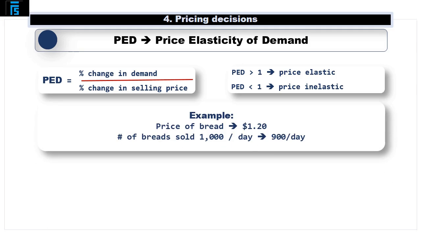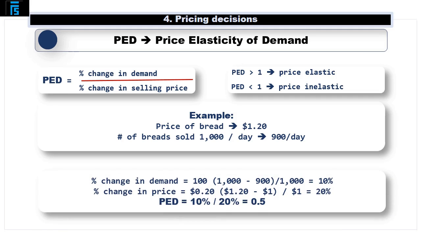We can look at a quick example to demonstrate this calculation. The price of a loaf of bread increases from $1 to $1.20, and the supermarket goes from selling 1,000 loaves per day to 900 loaves per day. We want to know what the price elasticity of demand is for the loaf.